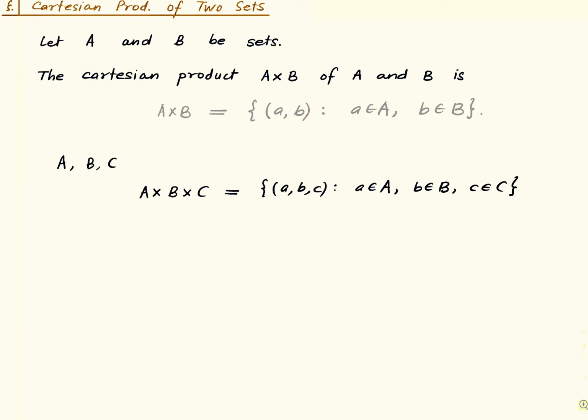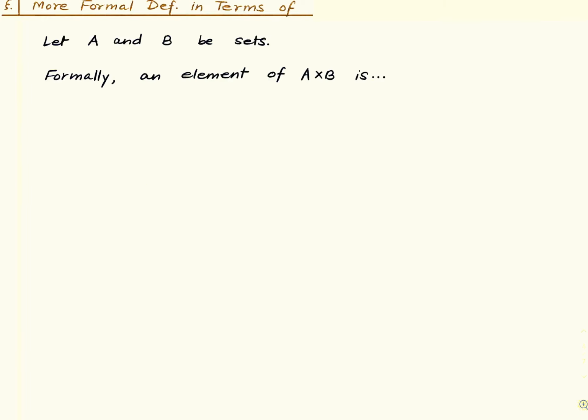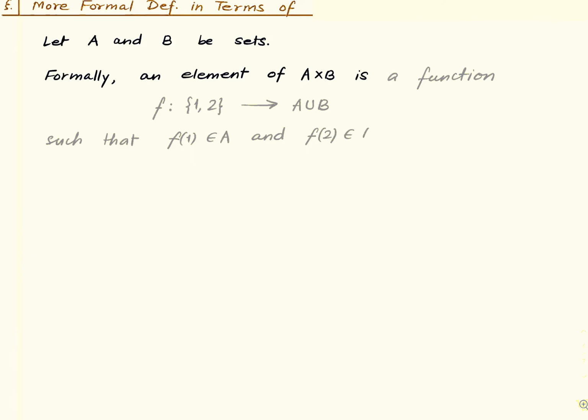Formally, one can actually express this in terms of functions. So here is a formal way of looking at elements of a Cartesian product. If A and B are again non-empty sets, then an element of this thing is, very, very properly speaking, a function f with the domain {1, 2} and target A union B, such that f(1) is an element of A and f(2) is an element of B.